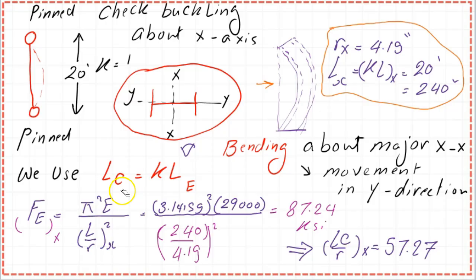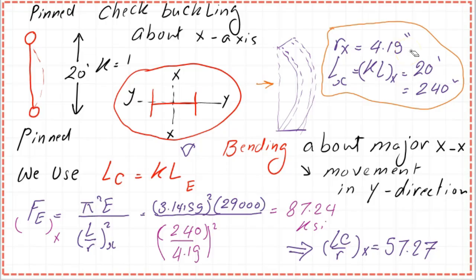For Lc for x, it is equal to KL in the x direction. We have pinned ends, which means that the effective length factor K equals 1, and the column height is 20 feet. We multiply K by L. We have 20 feet, and when we multiply by 12, we have 240 inches. rx from table 1-1 is 4.19 inches.